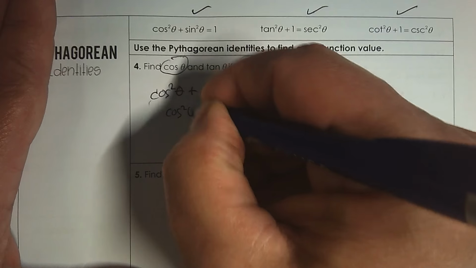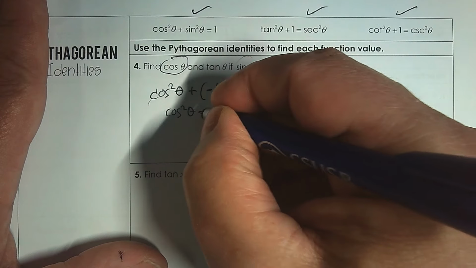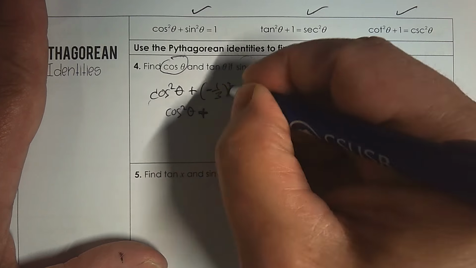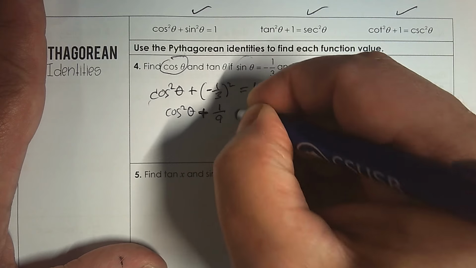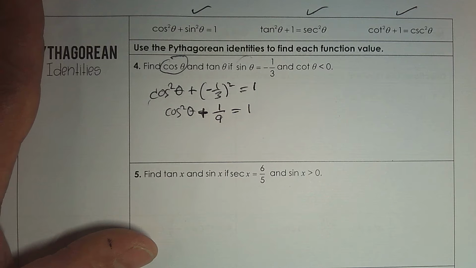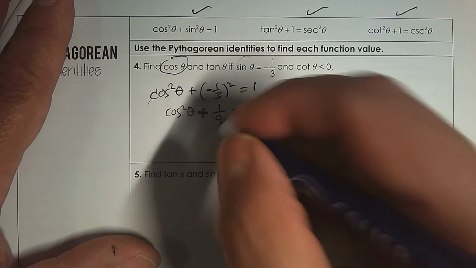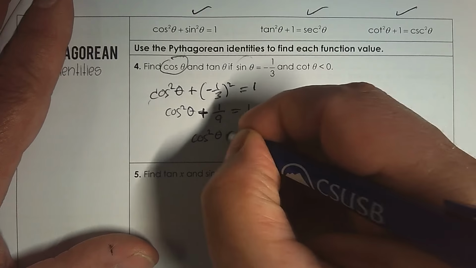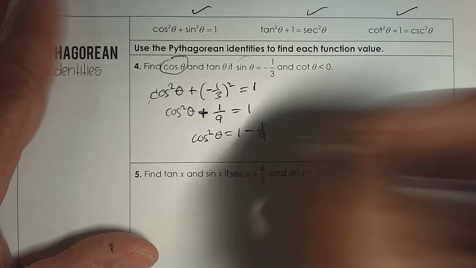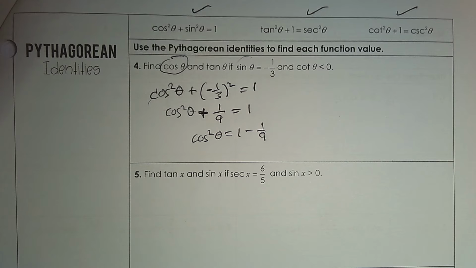Do you know a negative squared is going to be positive, right? What's negative 1 squared? What's 3 squared? Can you come up with 1/9? For some of you, this is going to be challenging. How do you get cosine squared by itself? You subtract. No calculator here, just you. What's 1 take away 1/9? Think about it.